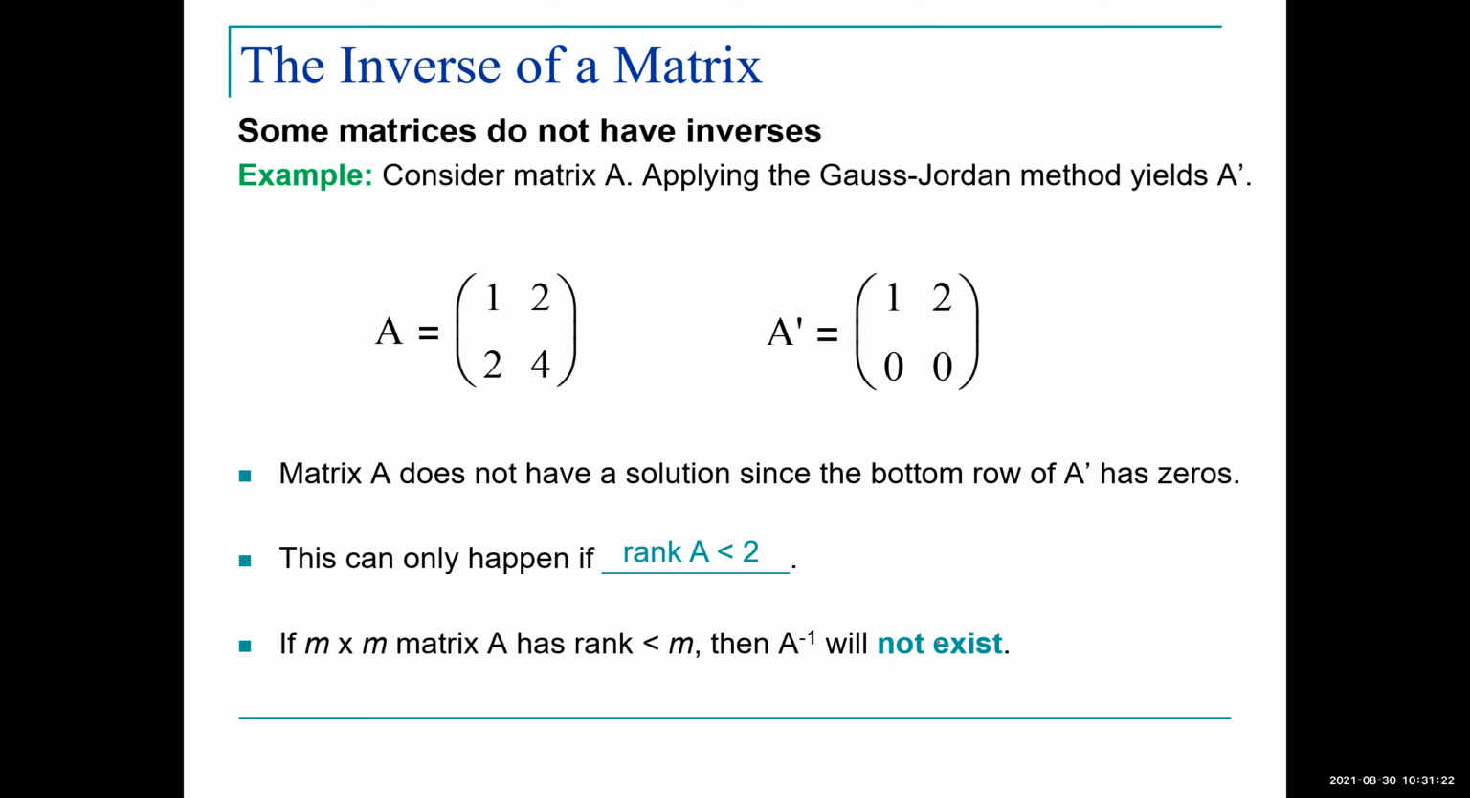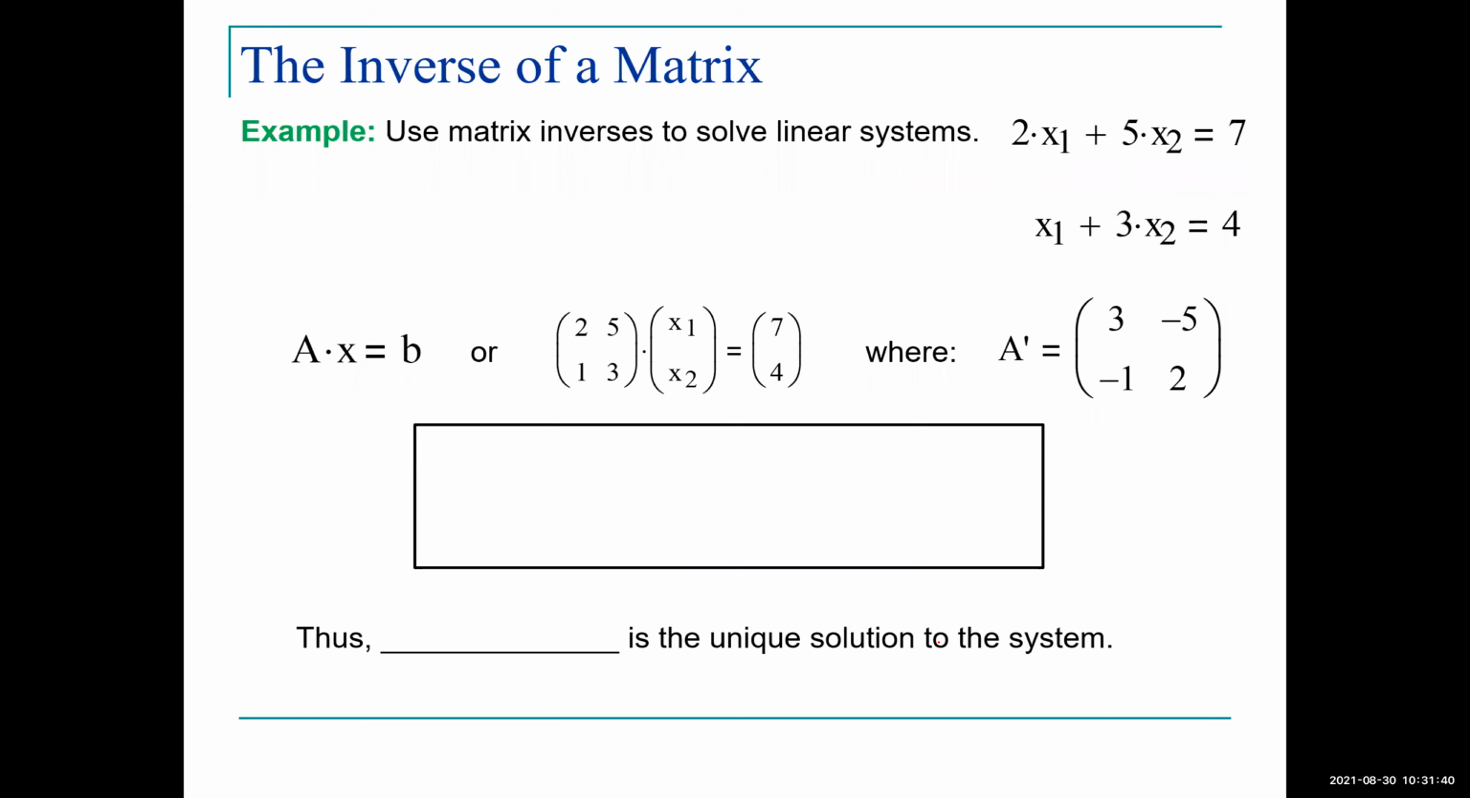So going back to what we learned about linear dependence, linear independence, and the rank of a matrix: if you have a rank that is less than the number of rows, that means that the inverse does not exist. Okay. What else do we have? Okay, so let's go through this, and then I'm going to stop after this slide.